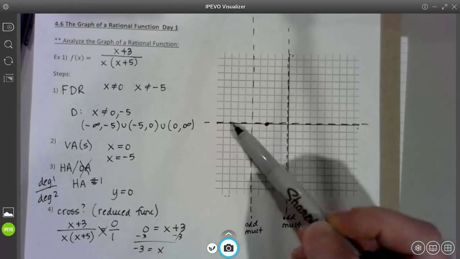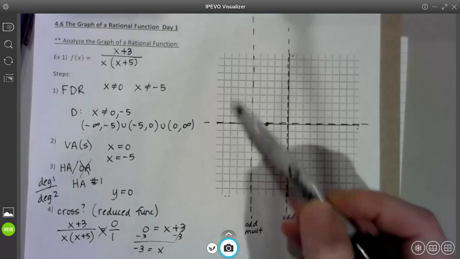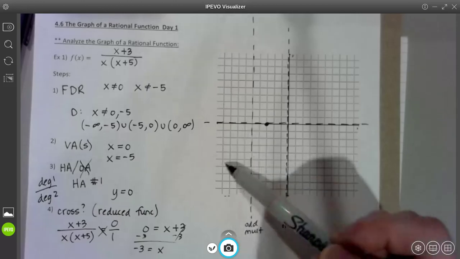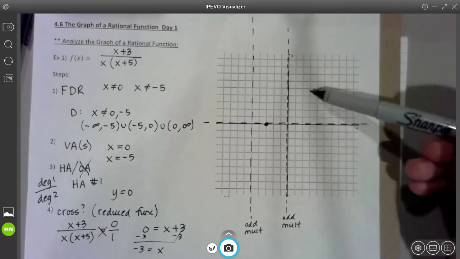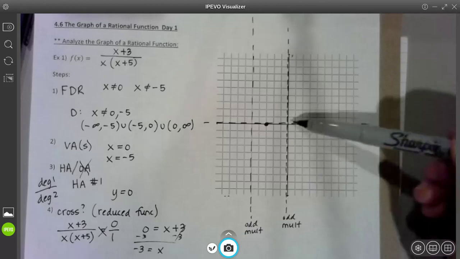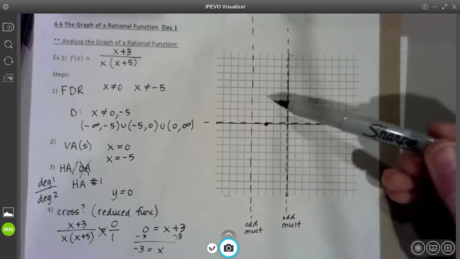I don't know where the left curve is. Is the left curve in the top box or the bottom box? I don't know. I know it can't be in both because it can't cross over here, so it's got to stay in the top box or it's got to stay in the bottom box. I don't know where my right curve is. Is it in the top box up here or is it in the bottom box down here? I know it's only in one of the boxes because it can't cross over this HA anymore. The only cross happens at -3.